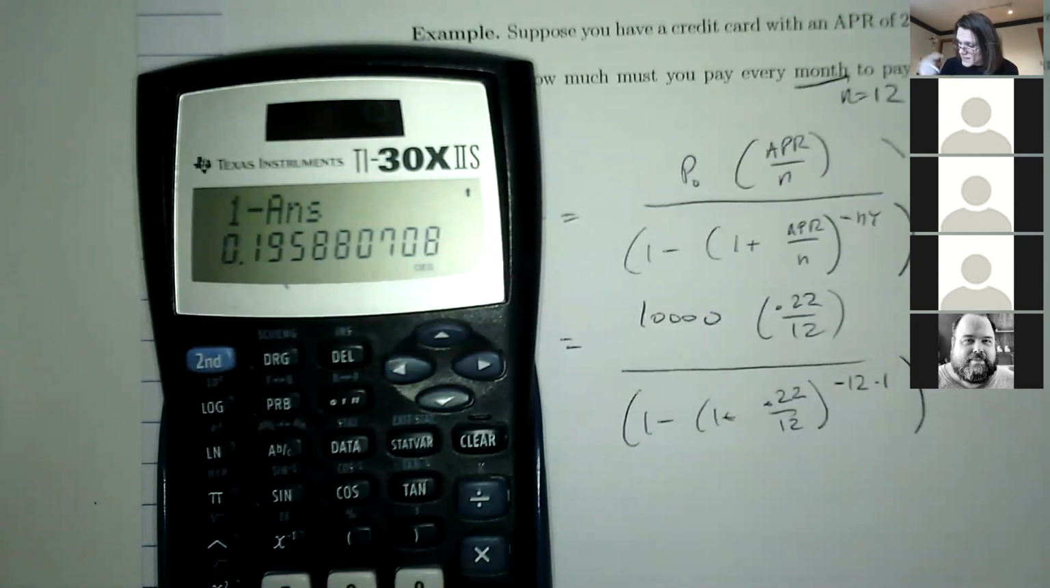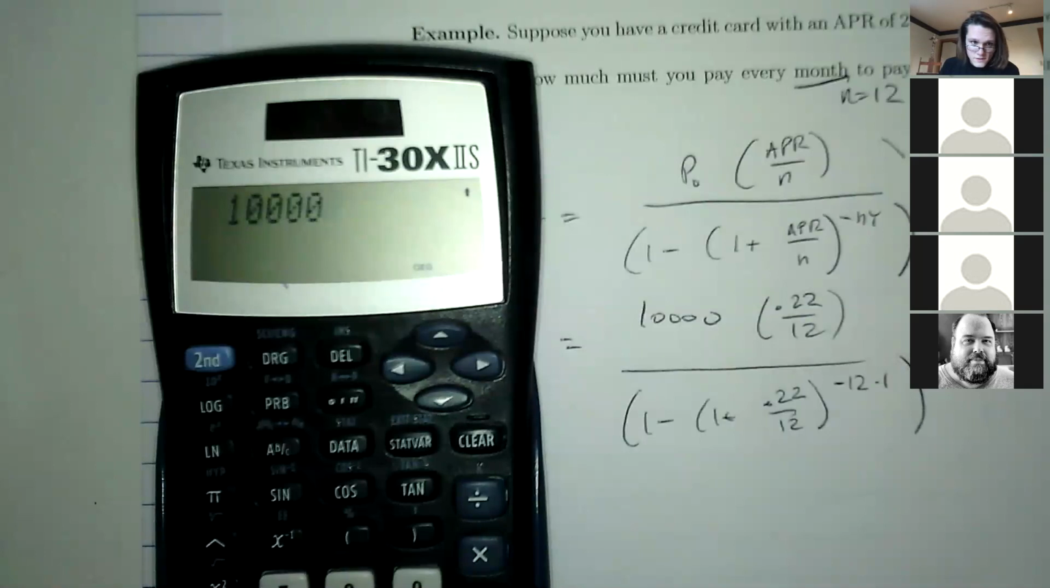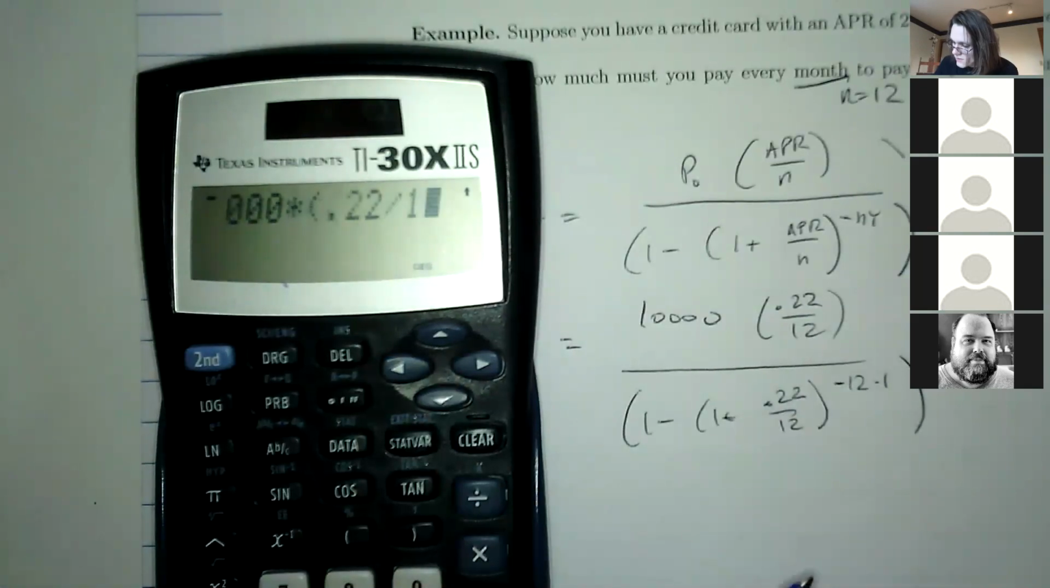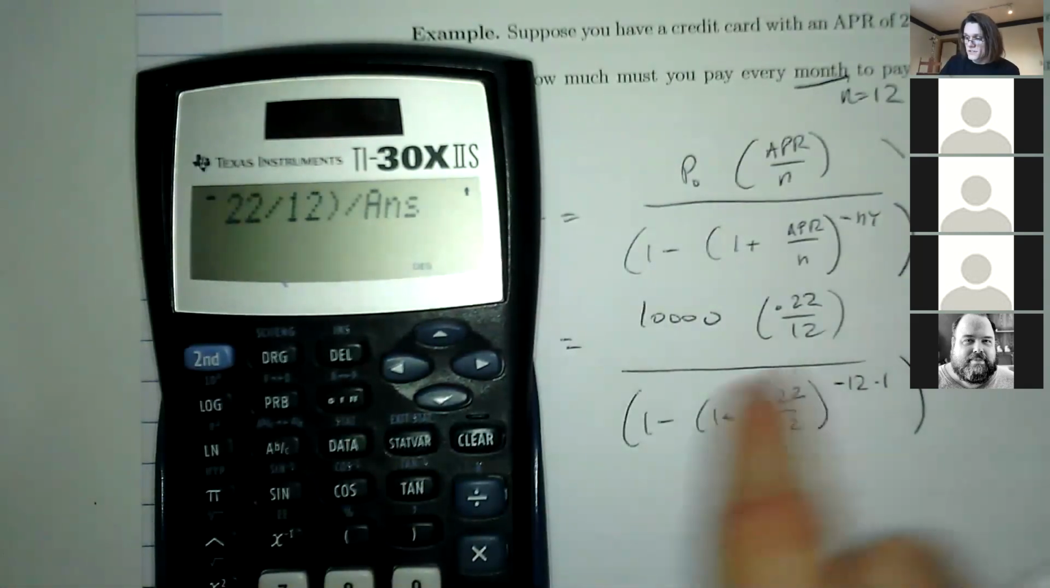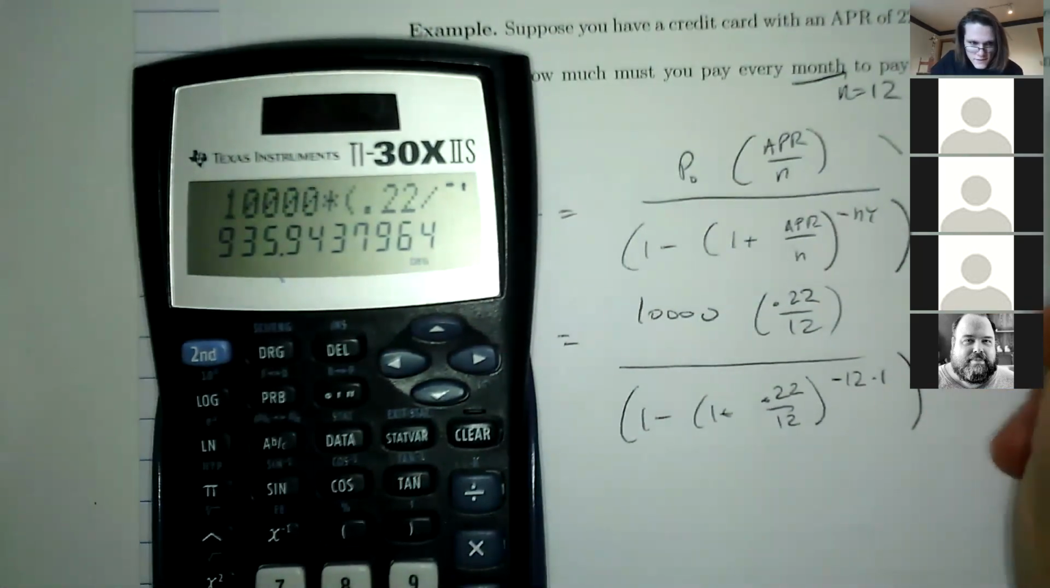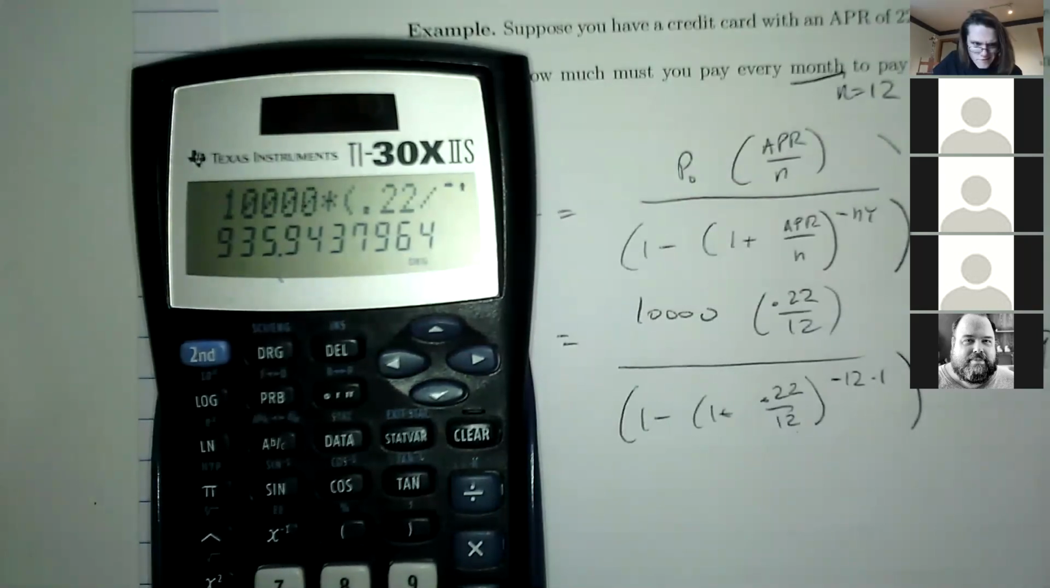And so now I'll plug the top in. So 10,000, yep, times 0.22. And then, oh, actually, I'll do this, sorry. I'll do parentheses 0.22 divided by 12. And then I'll do divided by second answer, because the previous thing that I just got was my denominator. So it should work. And so every month I have to pay $935.94.